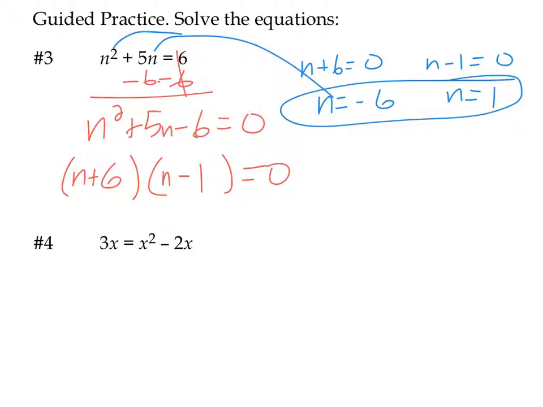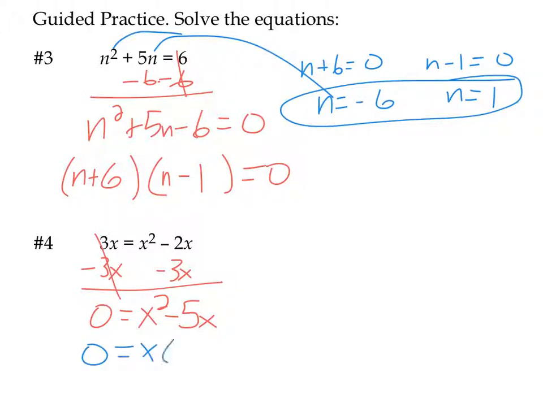Okay. Number 4 here, this next example, again, I want to get this set equal to 0, so I'm going to subtract 3x so that I can get everything on the same side with the x squared, and I'll get 0 equals x squared minus 5x. So in this one, the factoring requires finding a greatest common factor. I'm going to have 0 equals x, and then x minus 5.